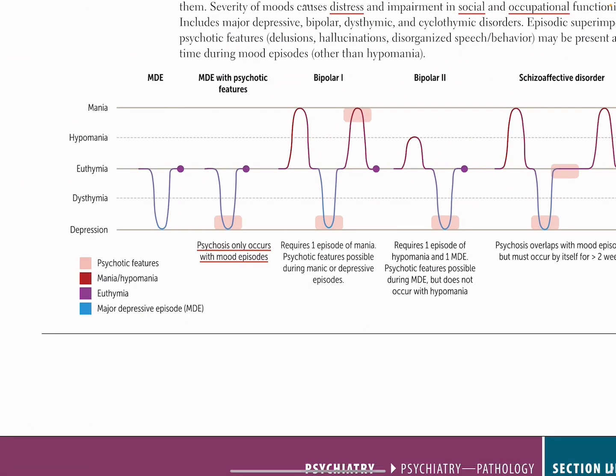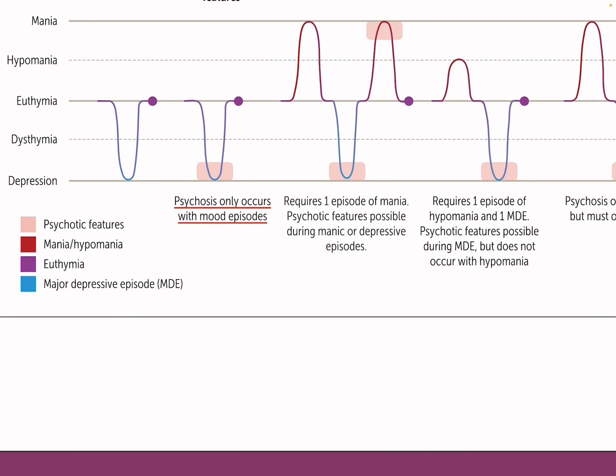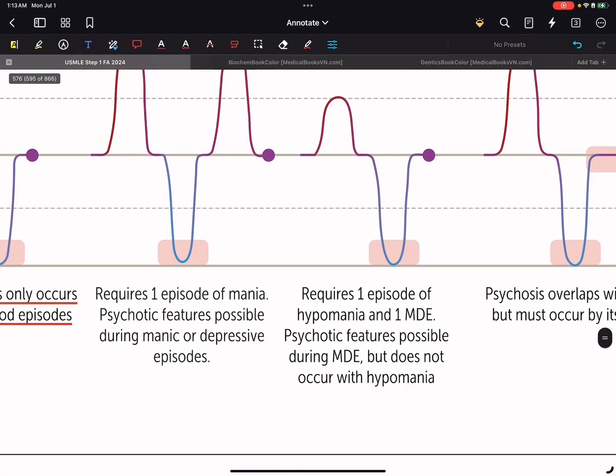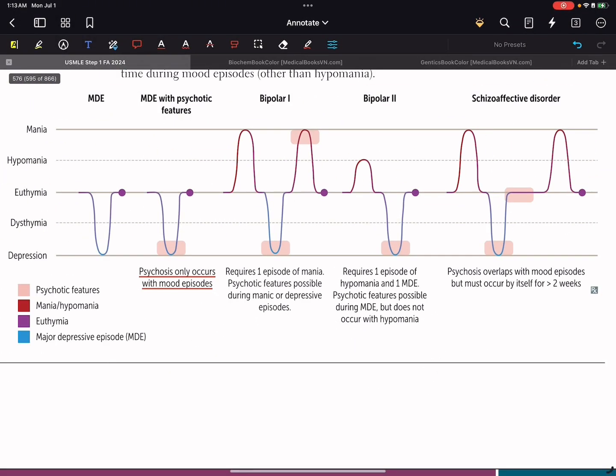This is very important. Bipolar 1 requires one episode of mania, with psychotic features possible during manic or depressive episode. Bipolar 2 requires one episode of hypomania and one major depressive episode. Psychotic features are possible during major depressive episode but do not occur with hypomania.